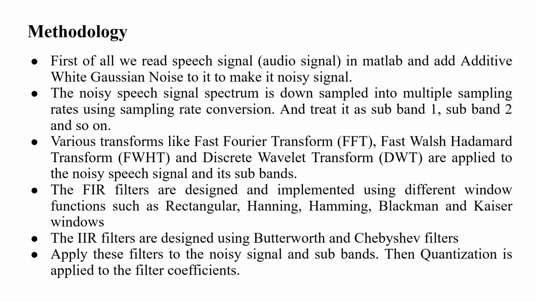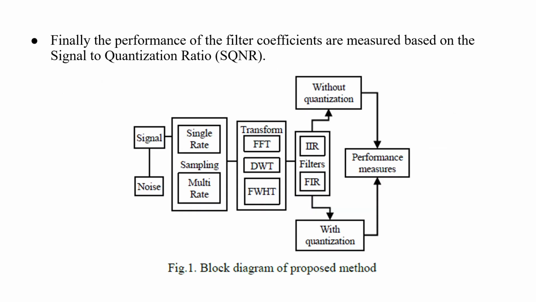Then FIR filters are designed and implemented using different window functions. We have used all five windowing methods, and IIR filters are also designed using Butterworth and Chebyshev filters. Then we apply these filters to the noisy signal and subbands. Then quantization is applied to the filter coefficients. Finally, the performance of the filter coefficients is measured based on the signal to quantization noise ratio.